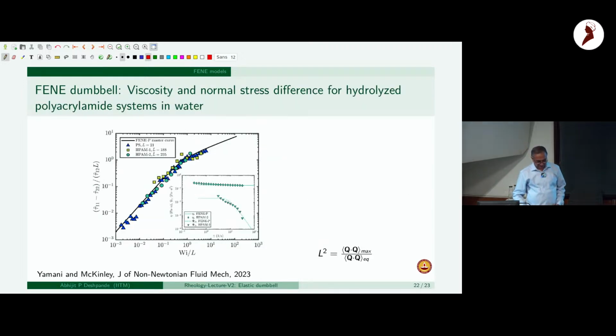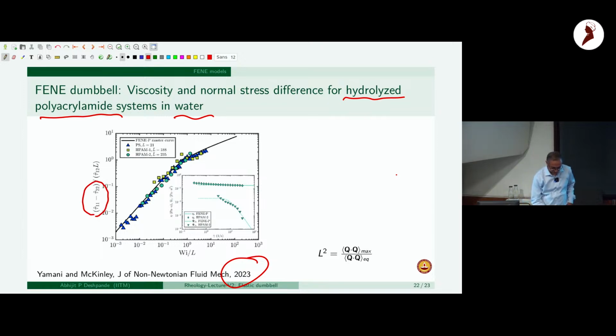But in terms of description, this is somewhat recent data and a comparison of hydrolyzed polyacrylamide systems in water, and it has combined normal stresses and shear stresses together. This is a ratio of the first normal stress difference to the shear stress, for two or three different systems, and then a master curve is formed as a function of shear rate, the Weissenberg number, which is basically dimensionless shear rate. And you can see that the Feeney model describes the results rather reasonably. So with that, we will wrap up this discussion of the dumbbell models.